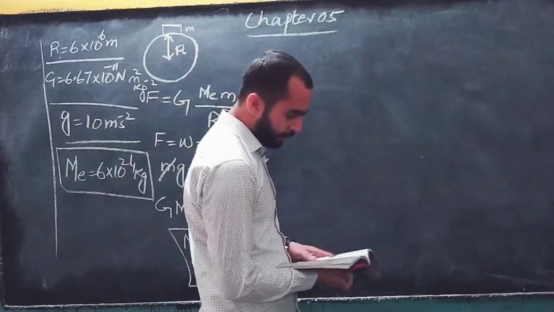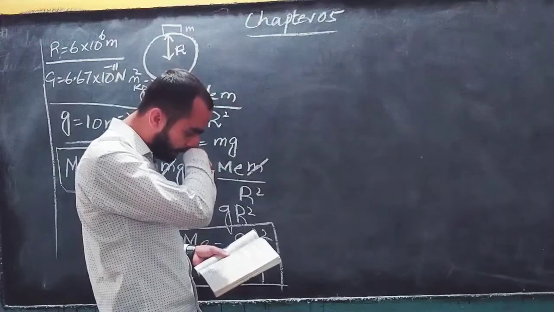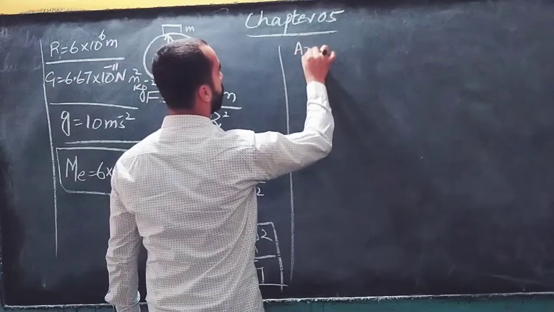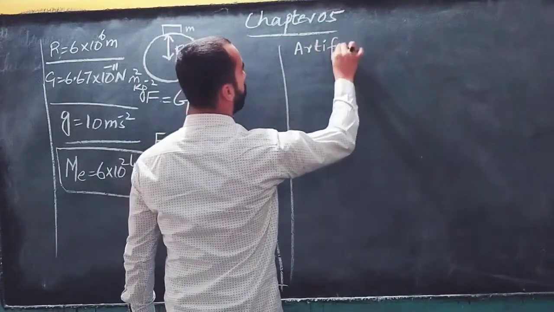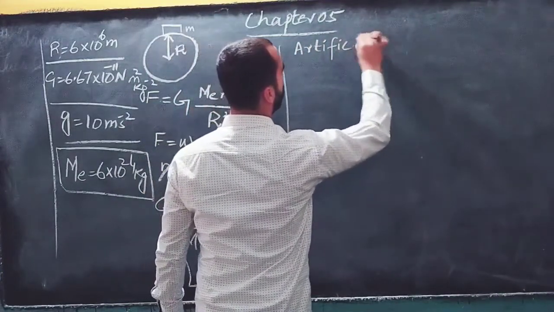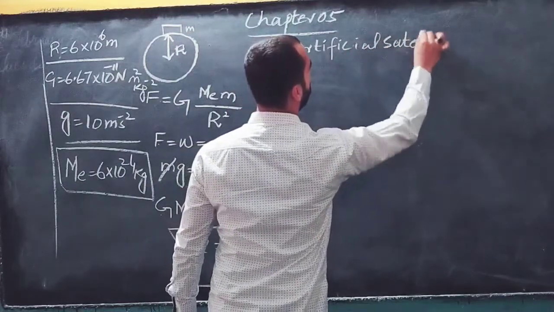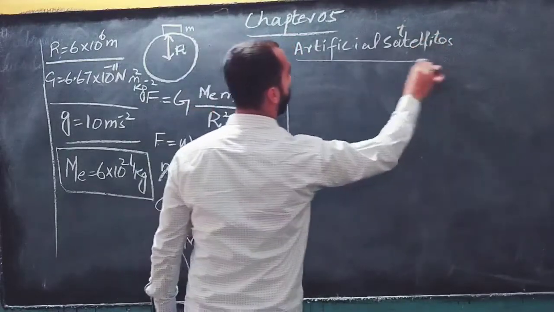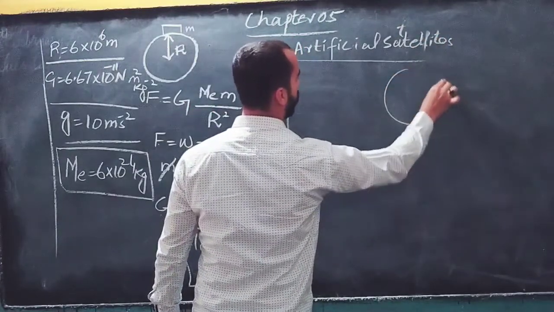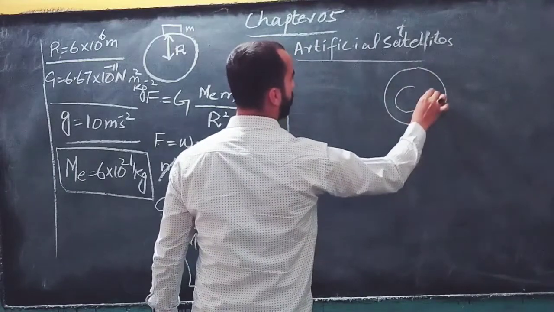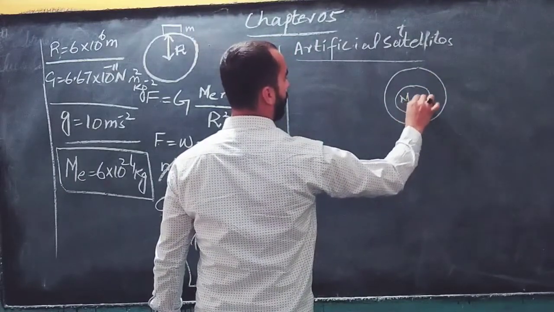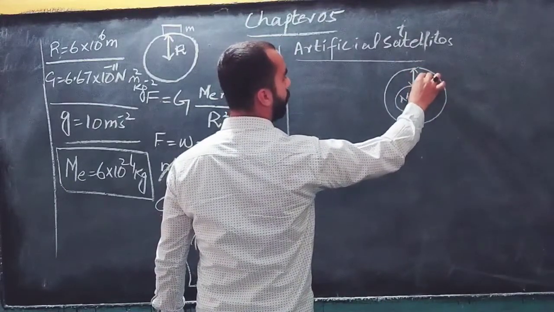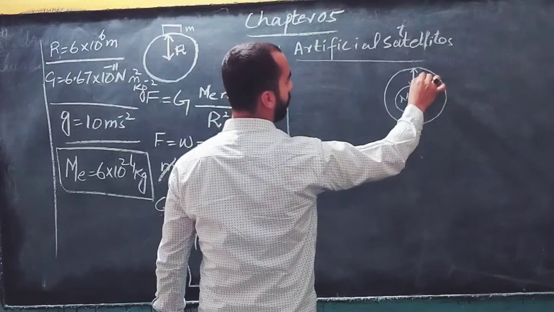Now we are going toward the last topic. As we are covering the major topics of this book, the last topic of this chapter will be motion of artificial satellites. Let me suppose that a satellite is moving around the Earth, the mass of Earth is Me, and the distance between that artificial satellite and the Earth's surface is h.